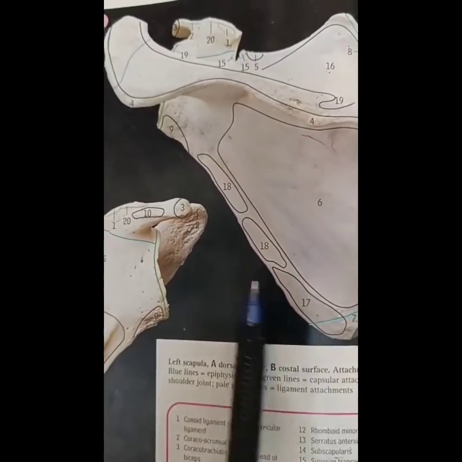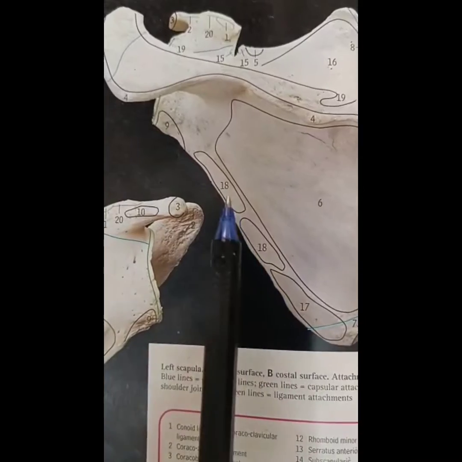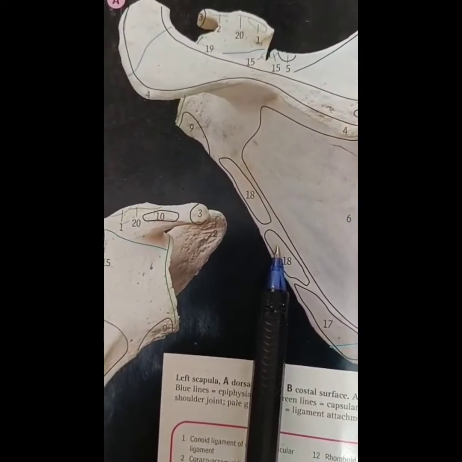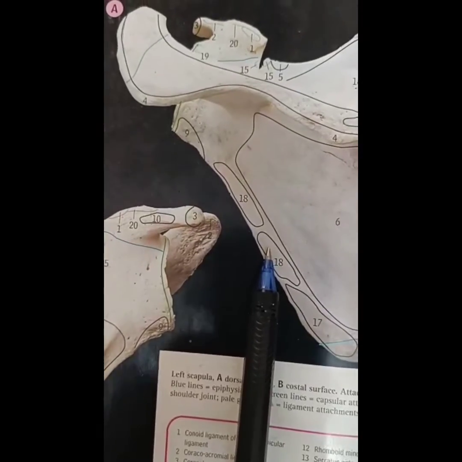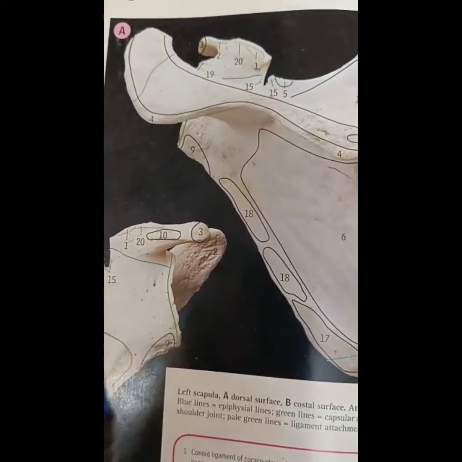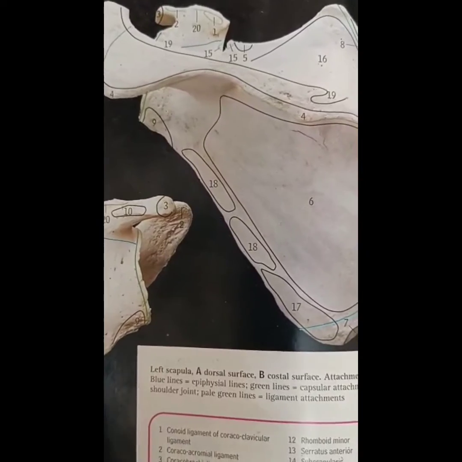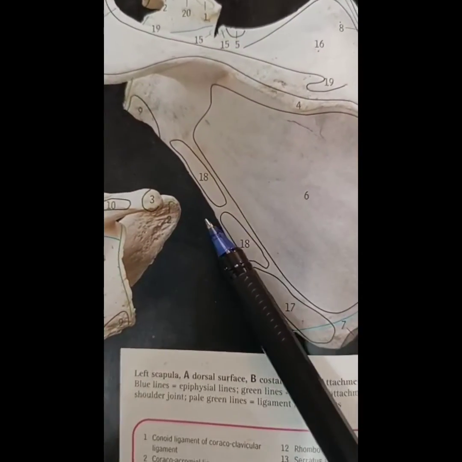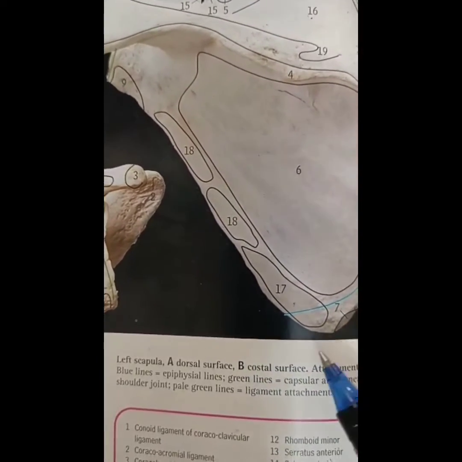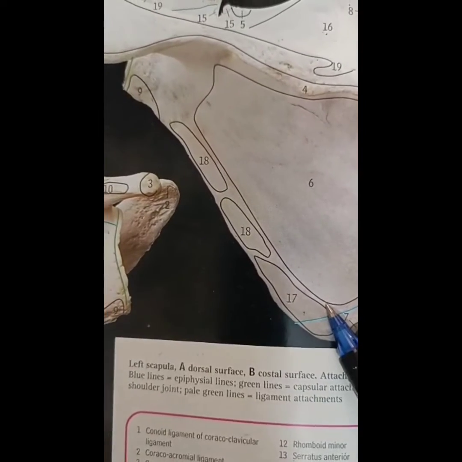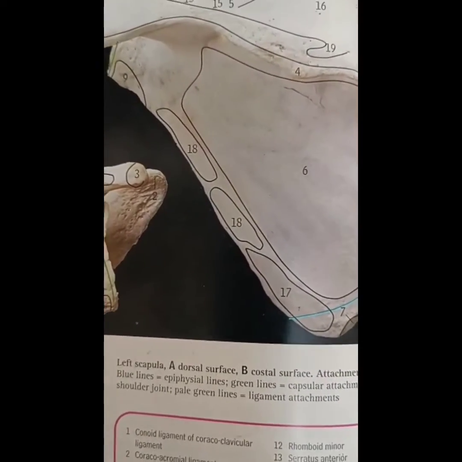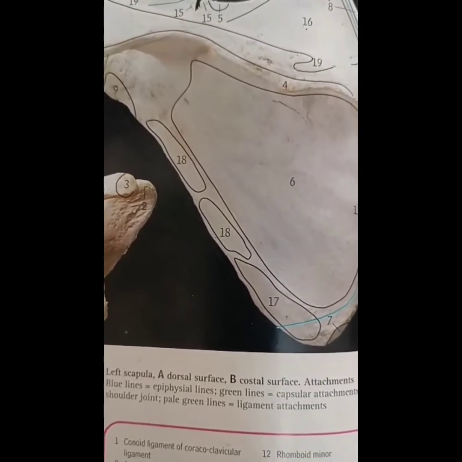Dorsal aspect on the lateral border. Here is teres minor, 2 slips. Teres minor arises by 2 slips from the upper two-thirds of the rough strip on the dorsal surface along the lateral border. The circumflex scapular artery lies between the 2 slips. The teres major arises from the lower one-third. Here is the teres major. Teres major arises from the lower one-third of the rough strip on the dorsal aspect of the lateral border.